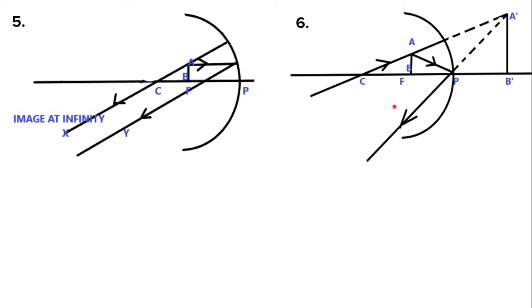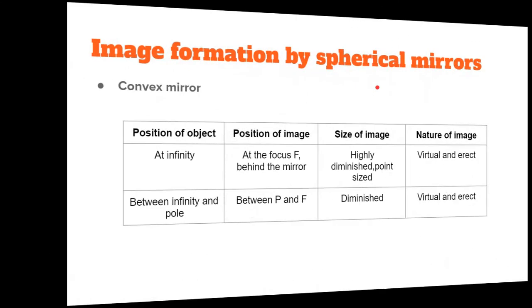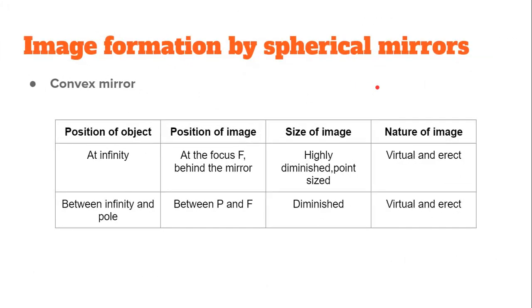And in this last case, we can see the object is kept in front of the mirror, and the image will form behind the mirror, which will be virtual and erect. The object is kept between focus and pole. So we have learned the 6 cases of concave mirror. Now let's move to convex mirror.